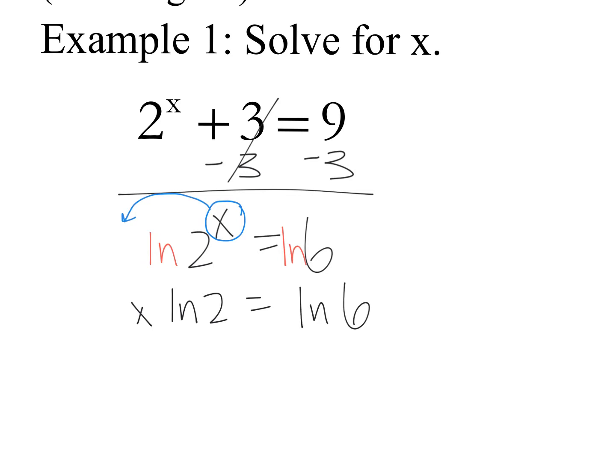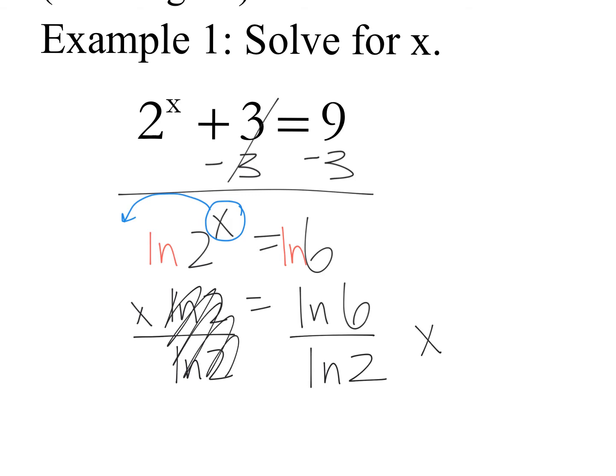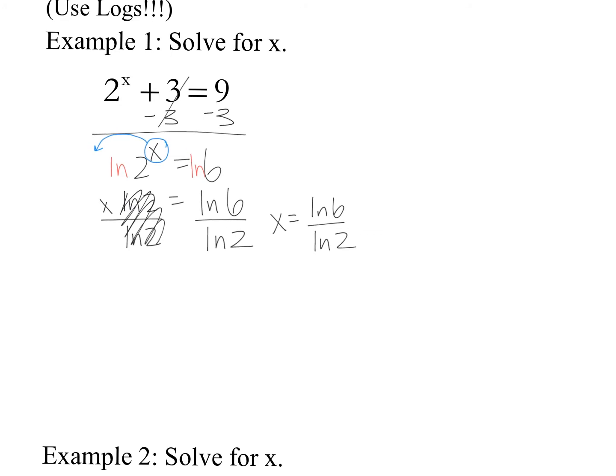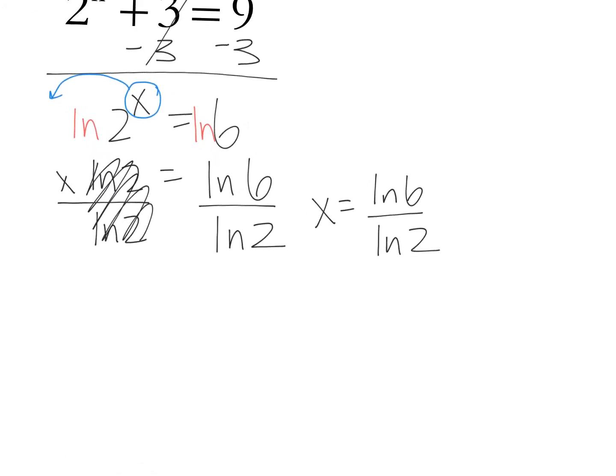Now to get x by itself, just keep in mind that this is a decimal in your calculator. This is also a decimal in your calculator. So to get x by itself, I just have to divide both sides by ln 2. That's what cancels this, and I have x equals ln 6 over ln 2. And so here's where you need your calculator. On homework and stuff, sometimes it'll ask for an exact answer, which this would be your exact answer. I'll write that, meaning no decimals.